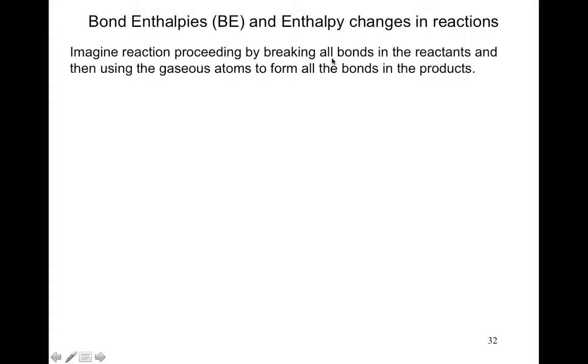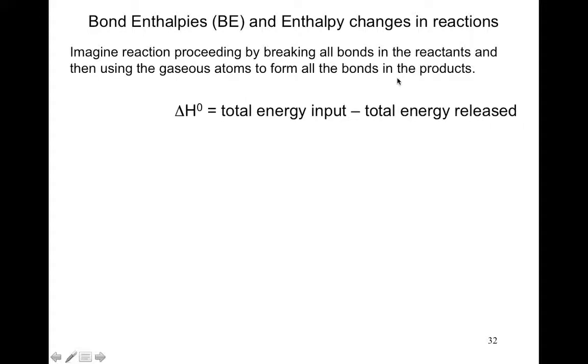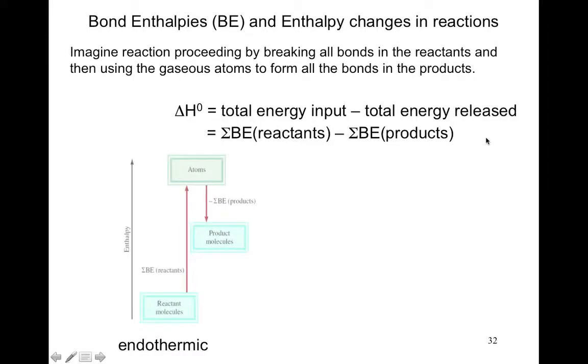Imagine a reaction proceeds by first you break every bond in all your reactants, then you use all those gaseous reactant atoms to form all the bonds in your products. And so you can say our delta H is how much energy we put into this reaction minus the energy we released from the reaction. And so then they put that here as the sum of the bond enthalpies of all your reactants minus the sum of the bond enthalpies of all of your products. Now note that this is reactants minus products because the last time we saw delta H, it was products minus reactants. So try not to get too mixed up with that.